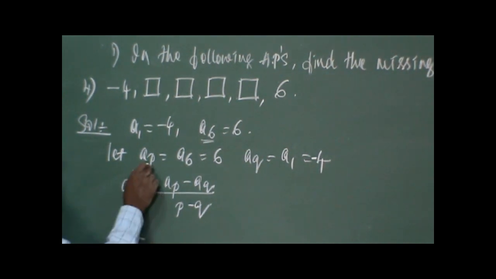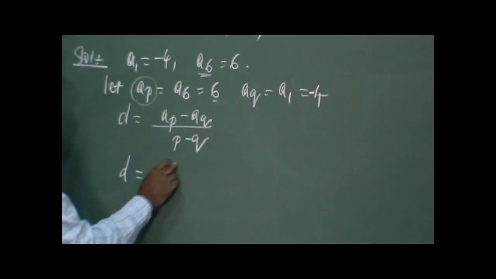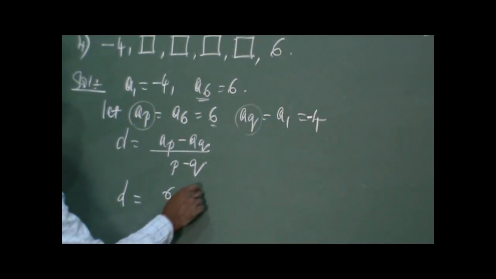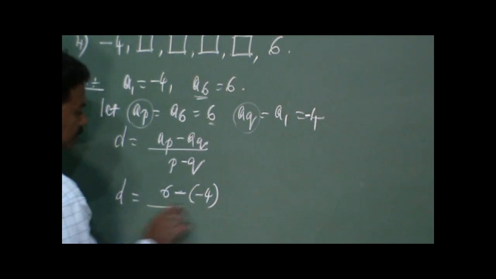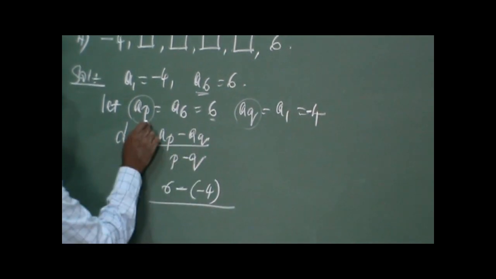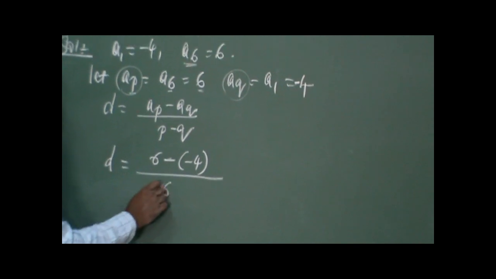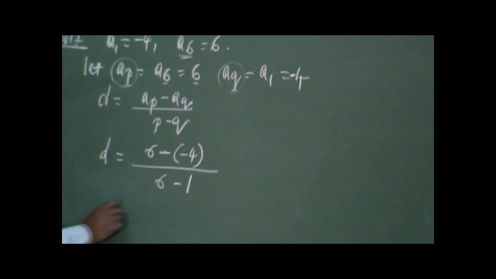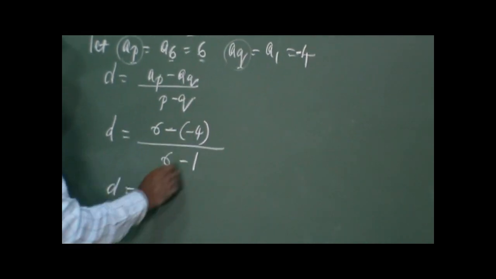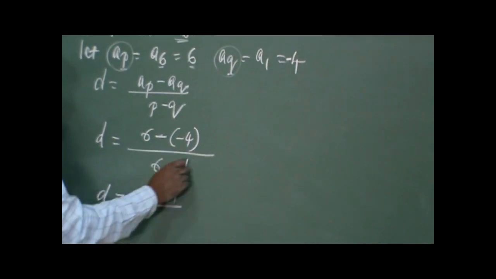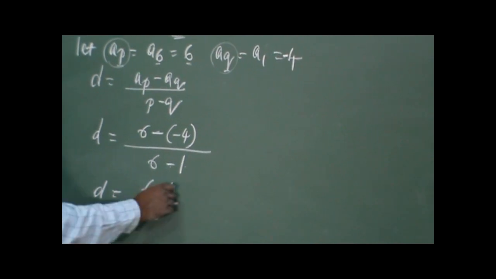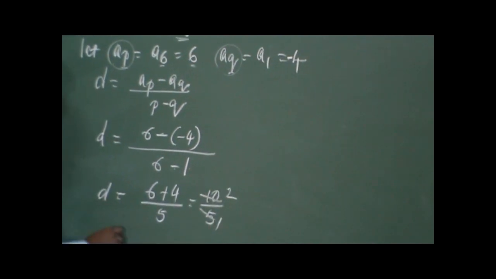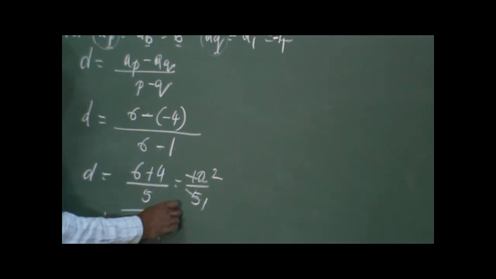D is equal to entire AP value is 6 minus entire AQ value is minus 4. Please write it inside brackets by P minus Q. Value of P is 6 minus value of Q is 1. Okay, D is equal to 6 minus into minus plus 4 by 6 minus 1 is 5. 6 plus 4 is 10 by 5. 5 twos are 10. So therefore D is equal to 2.